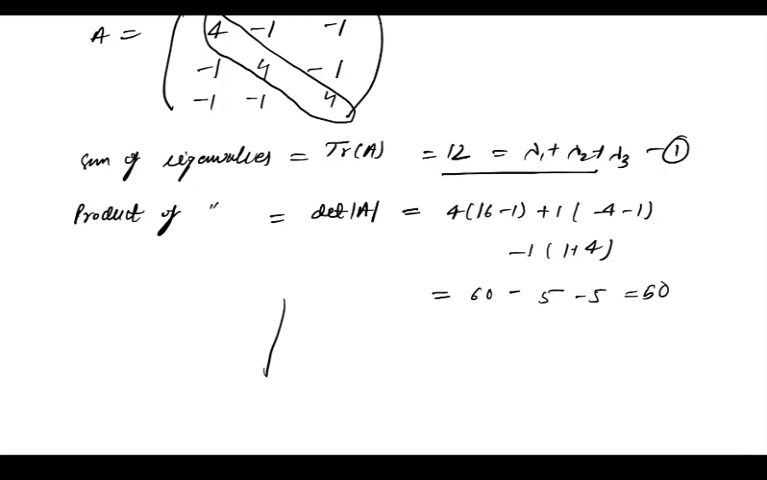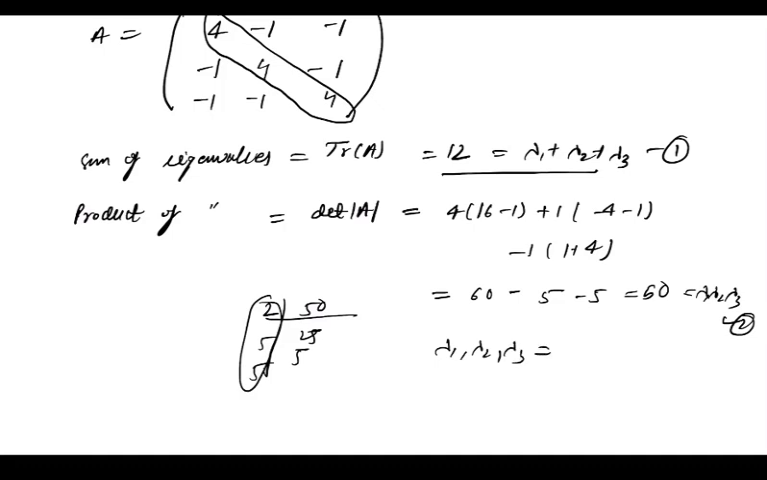Now I just factorize 50, which is lambda 1 times lambda 2 times lambda 3: 2 times 25, and 25 is 5 times 5. So lambda 1, lambda 2, lambda 3 come out to be 2, 5, 5, as this satisfies both this equation as well as 5 plus 5 plus 2 giving 12. So in this way we can easily solve this question in short time.